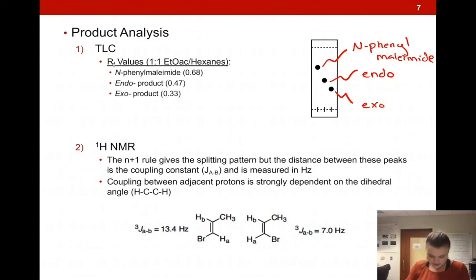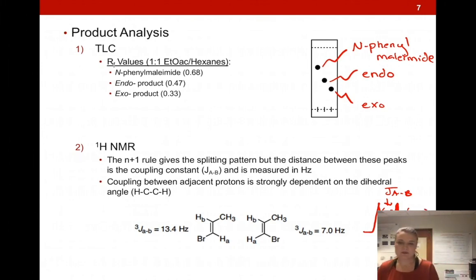So let's quickly sketch a doublet. What's even more important to this lab is the distance between these two peaks, which we're going to label as J. We're going to consider the two protons we're looking at as A and B. And this distance is called a coupling constant, which is measured in Hertz. We want to examine these coupling constants in our endo and exo products.